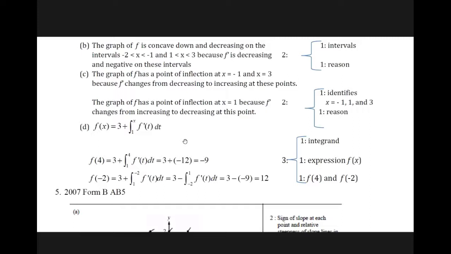So if you were told it had 3 to start and then you go from 3 to 1 to 4, you see that it's gone backwards -9. And then at -2, you would do vice versa. Start with that 3, go from 1 to -2, take your area backwards, and you get 12.